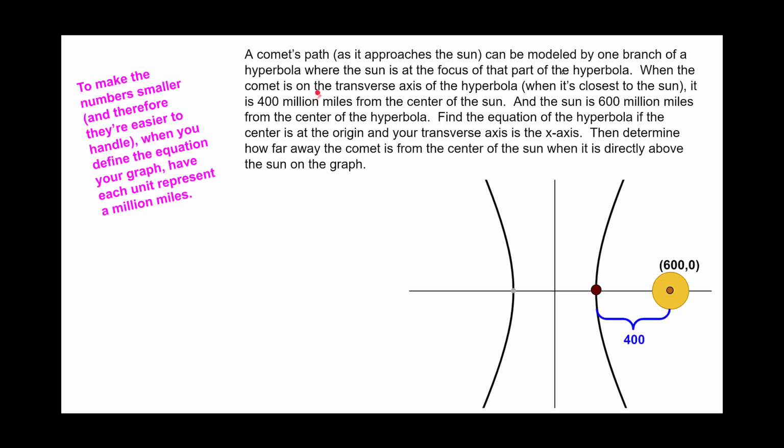and from the information, we know that this length is 400 million miles from the comet to the sun, and the sun is 600 million miles from the center. So we know this point is 600, the center of the sun. And just from the picture, we know that that length has to be 200. So this is just us filling out the picture as much as we can given the information.